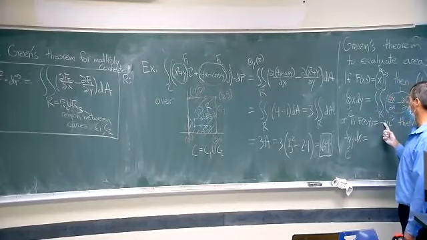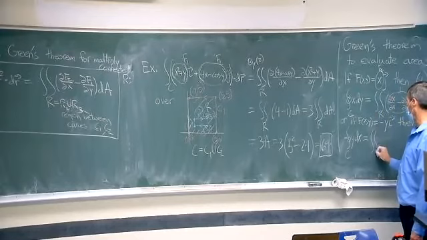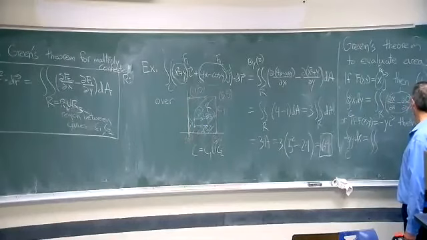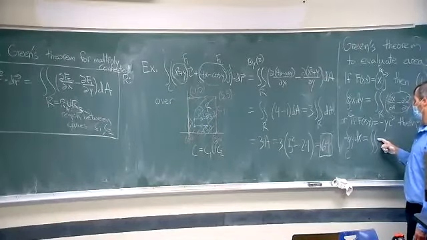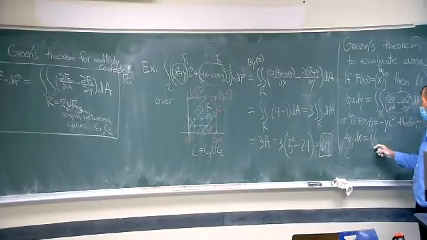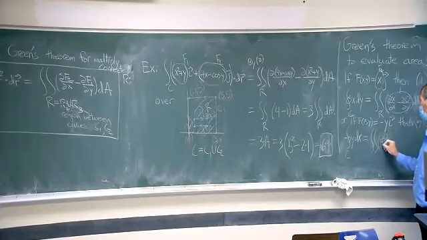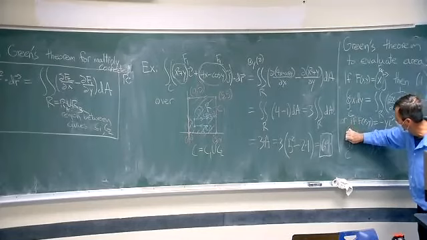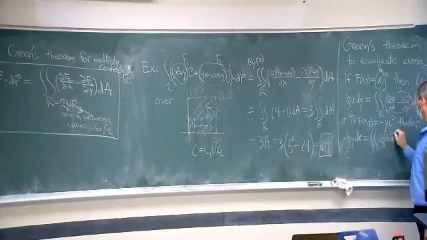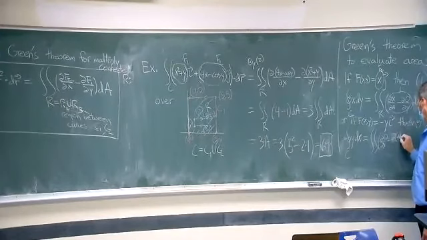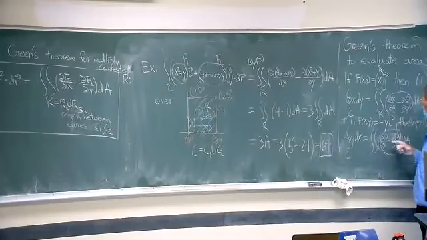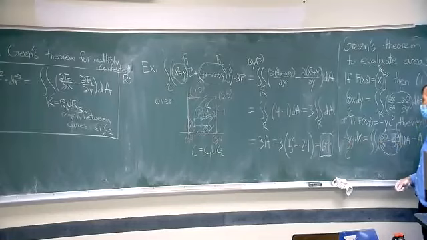Minus y dx is also equal, by Green's theorem, to the double integral of the partial of F2 with respect to x, which is 0, minus the partial of F1 with respect to y, which is minus 1, dA. Well, the integrand here once again is 1. The integral of 1 is the area. The area can be evaluated by taking the minus line integral of y dx around the curve.